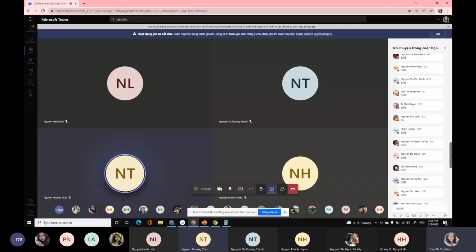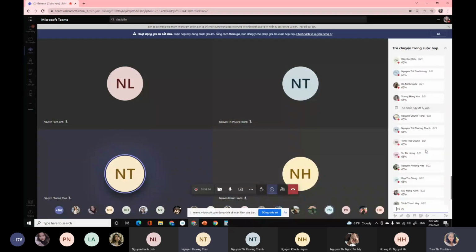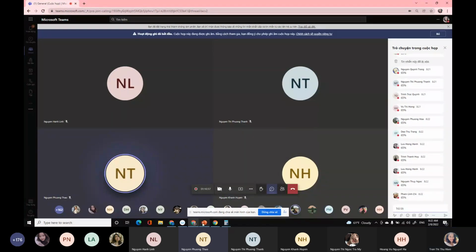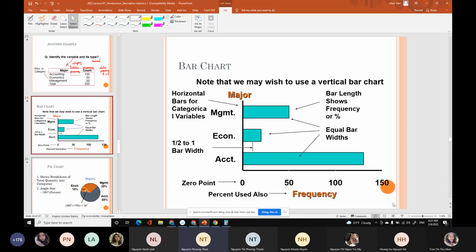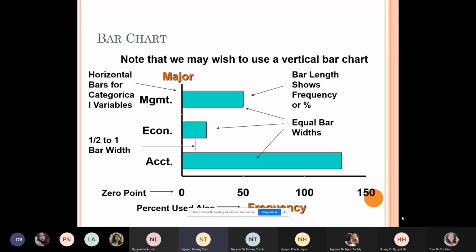Okay, so I see all the answers in the box test in here is correct, 65%. So sometimes we use the frequency, sometimes we use the relative frequency, and sometimes we use percent relative frequency to present the data.